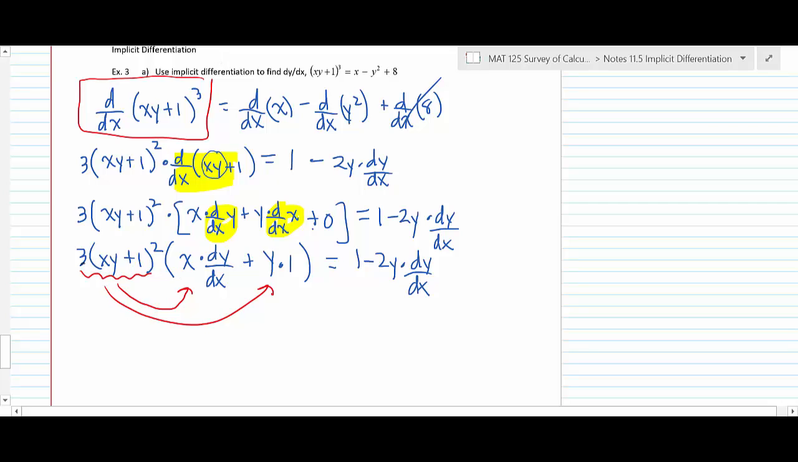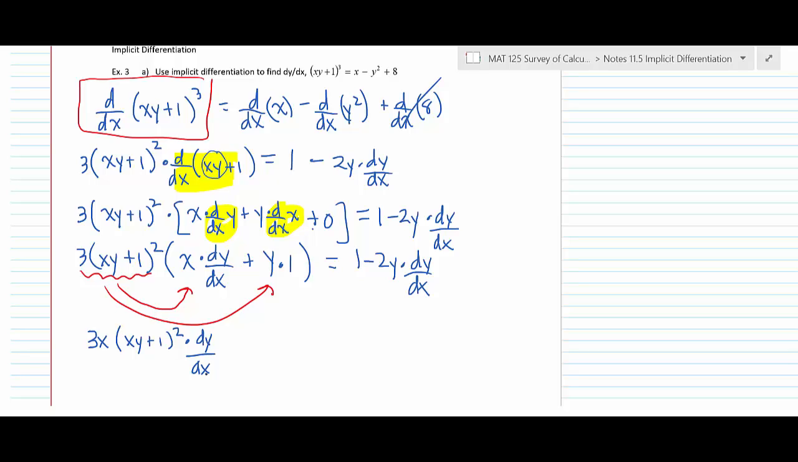Do this first term. 3 times x is going to be 3x. Then you have (xy plus 1) to the second times dy over dx. What I did is I did this times this. That's a distributive property. I just brought it down. 3 times x is 3x. That comes down. I've got that. Right? Distributive property. Think of this as one gigantic thing.